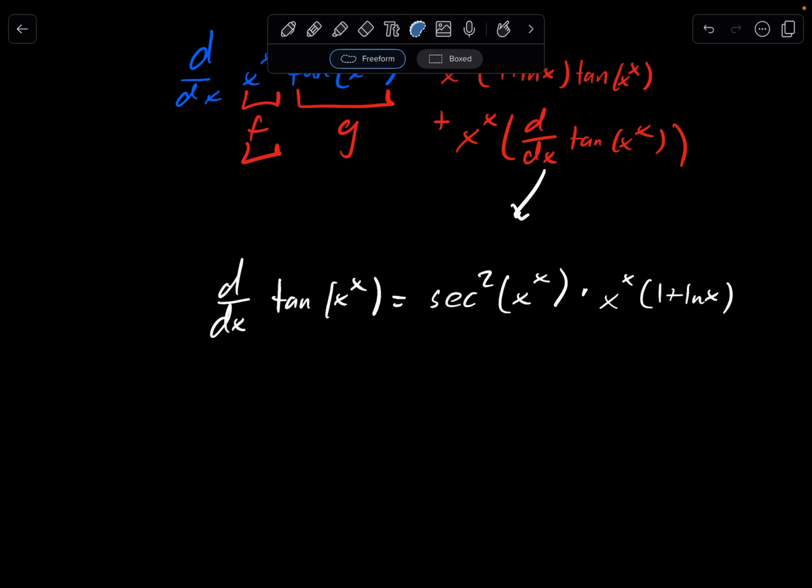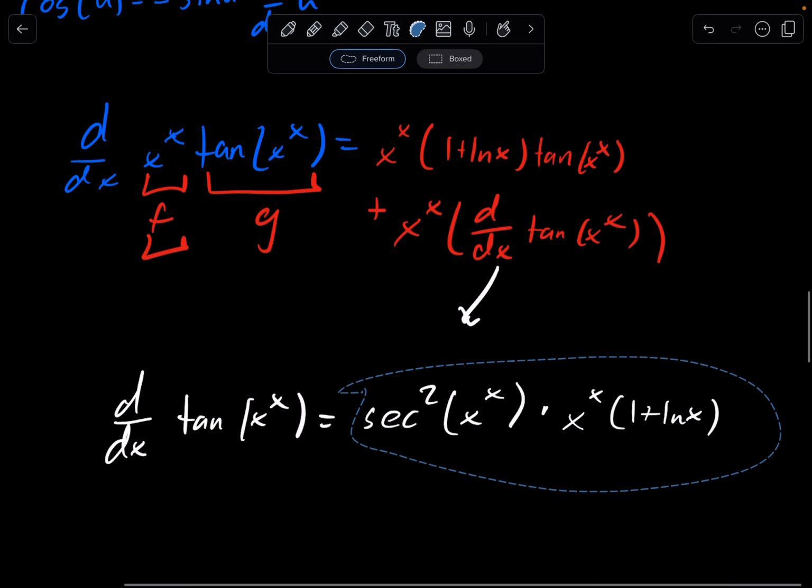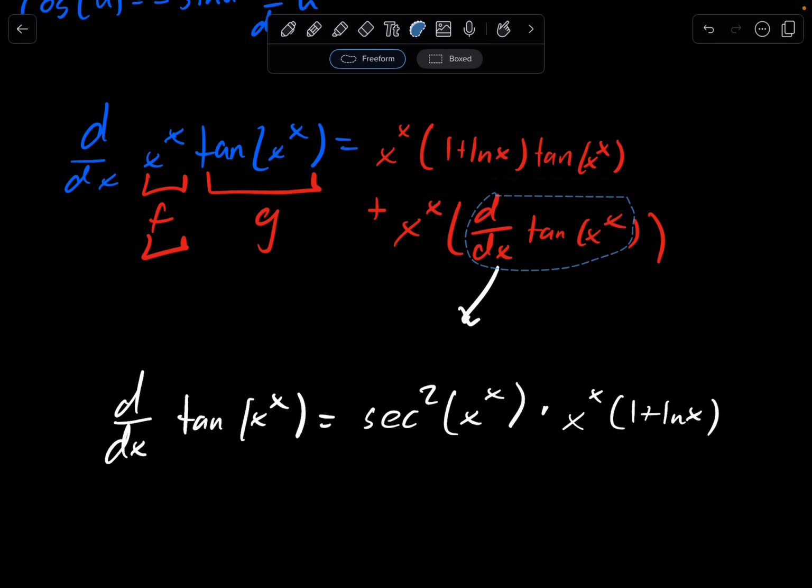But now we have to combine all of our answers. So let's backtrack everything. I drew this arrow here saying that the derivative of x to the x times tangent of x to the x is equal to this thing, all of this. And then you see how I wrote d/dx of tangent of x to the x. What did we say that was? This is the derivative of tangent of x to the x. So I can essentially just take this and plug it in right here.